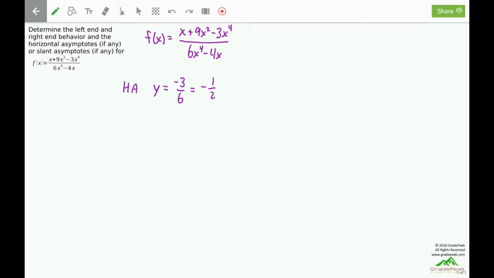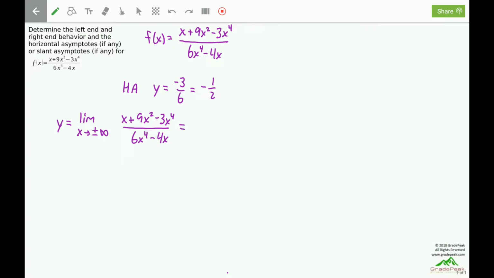Now to show that this is the case, the horizontal asymptote is found by y equals the limit as x approaches positive infinity or as x approaches negative infinity of the function x plus 9x squared minus 3x to the fourth divided by 6x to the fourth minus 4x. Since the function is a rational function, a polynomial over a polynomial, the limit as x approaches positive infinity and as x approaches negative infinity will have the same result and can be calculated simultaneously.